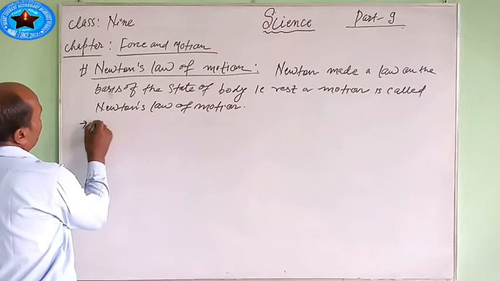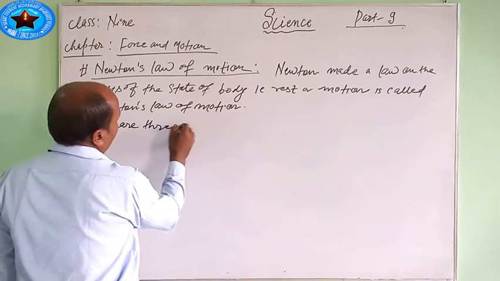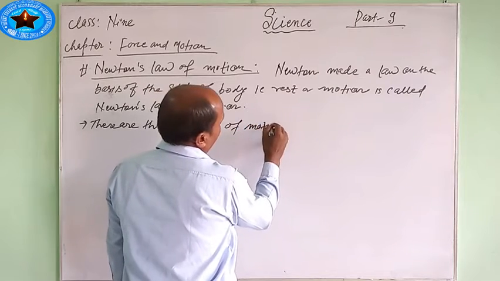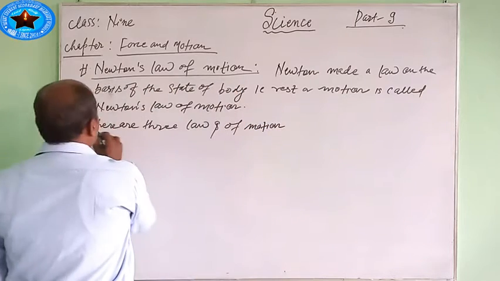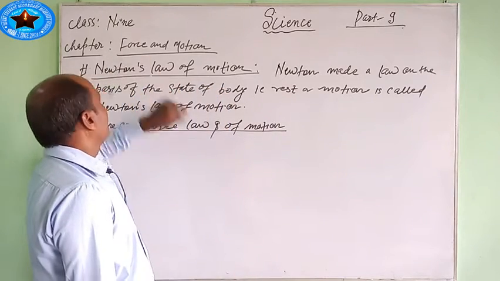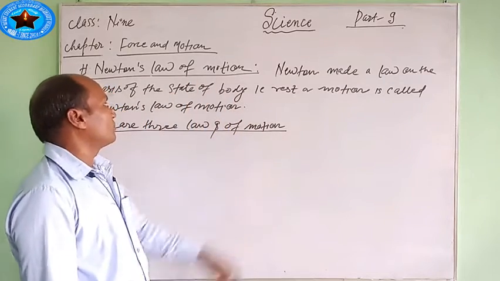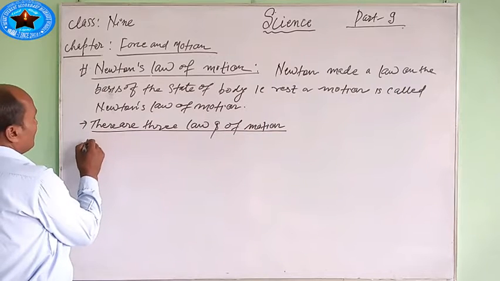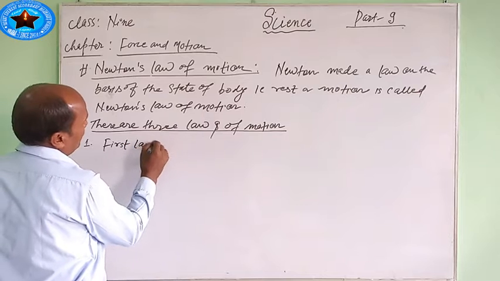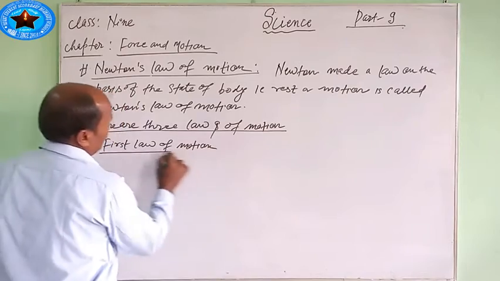There are three laws of motion. These three laws of motion were made by Newton, and they are also called Newton's laws of motion. Number one, that is the first law of motion, Newton's first law of motion.